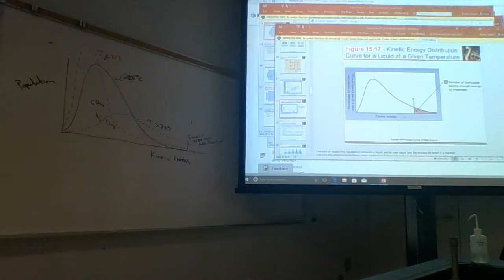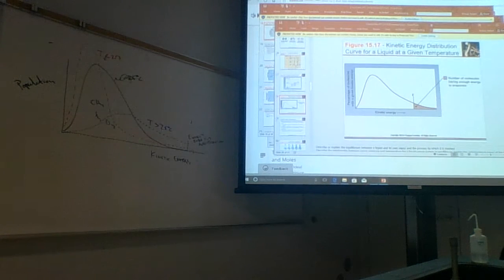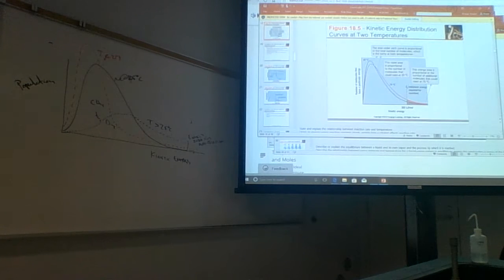But this is a very important graph. It's also called the Maxwell-Boltzmann distribution, or the thermal distribution. So a lot of people just call it the thermal distribution. You see it at a given temperature. So let's move on here.